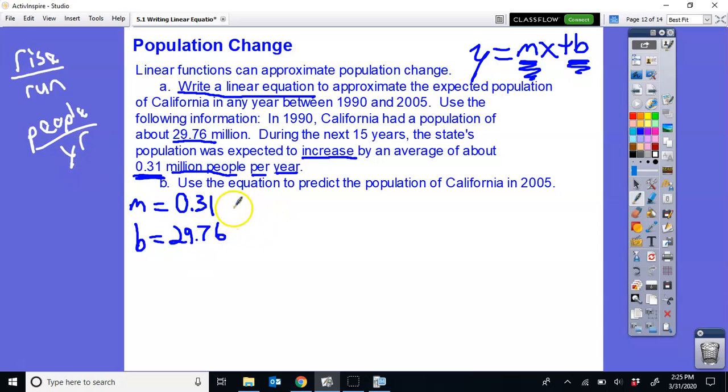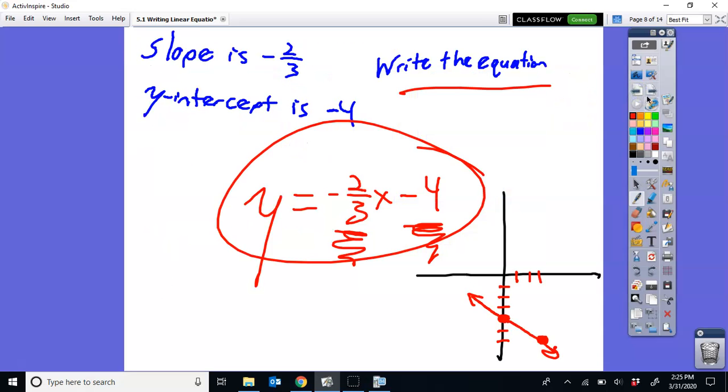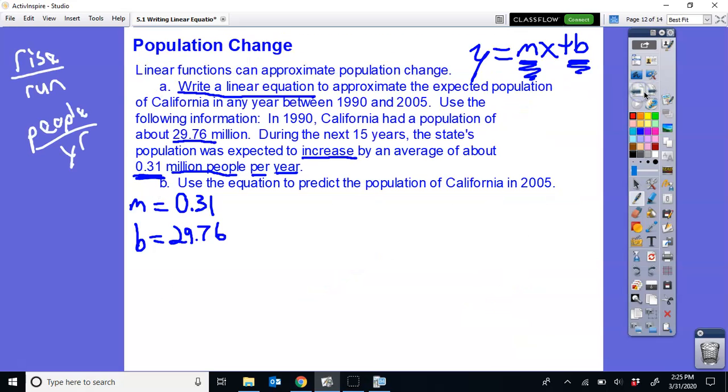That is my slope. So now what we can do, just like we did on the previous problems over here, where we had the M and the B, we know the slope, we know the y-intercept, so we can find the equation of the line is y equals 0.31x plus 29.76. My M and my B.